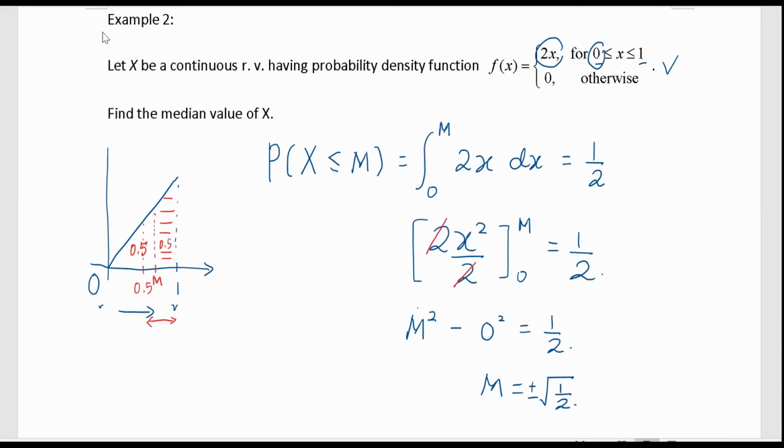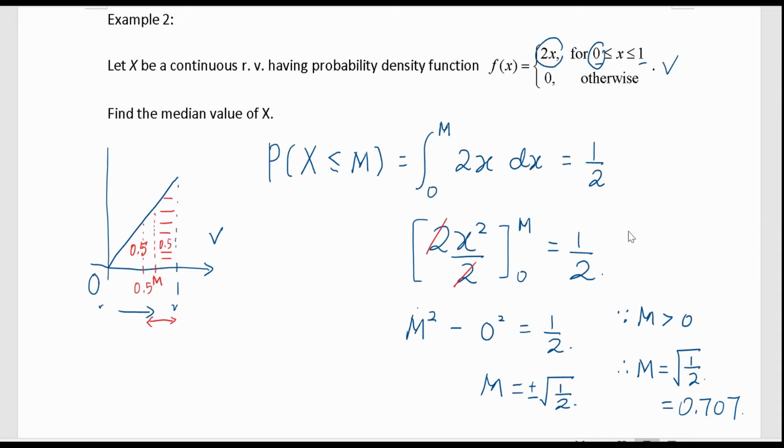Based on the discussions, look at the PDF given, we know the median value has to be greater than 0. Hence, the answer of the median is this. Then we can find out the value by using calculator. So the value is 0.707, right? Which is consistent with what I mentioned just now.